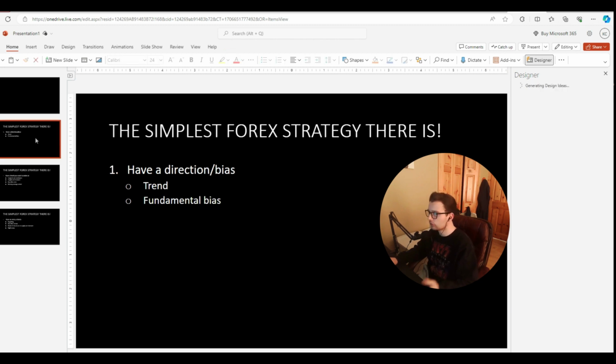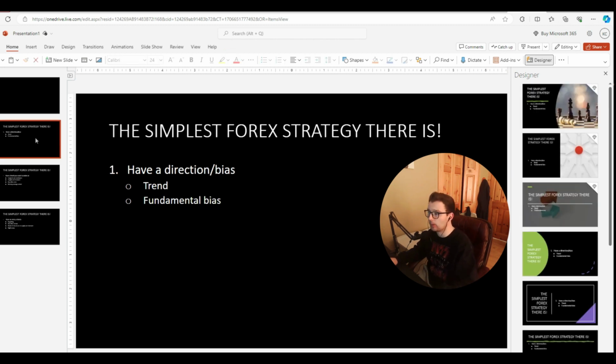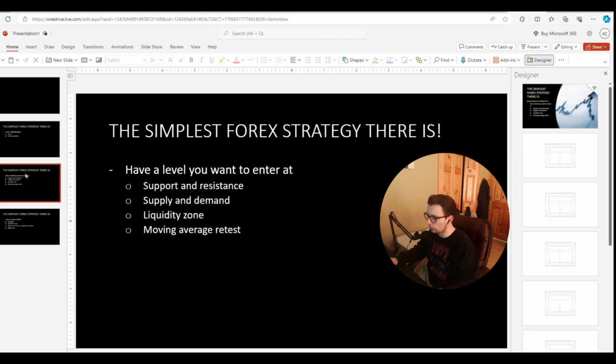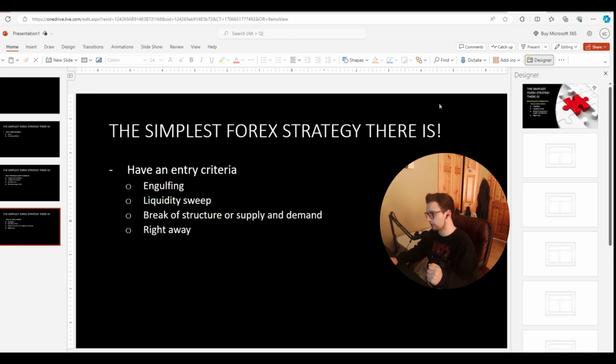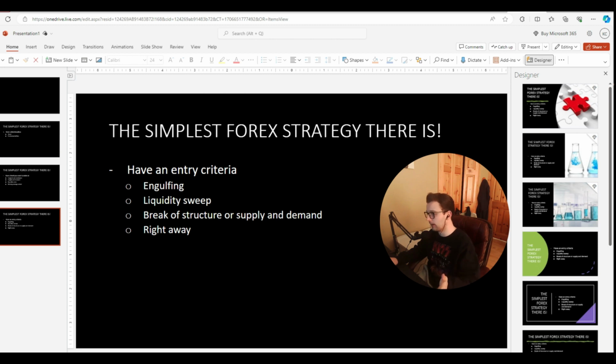So just to recap, I've probably done this like 50 times, but have a direction or bias, first of all. Then find a zone you want to enter at. Okay, support and resistance, supply and demand, liquidity zone, moving average retest. And then finally, why are you going to enter? Are you going to enter on an engulfing pattern, liquidity, break of structure, or are you just going to enter right away?